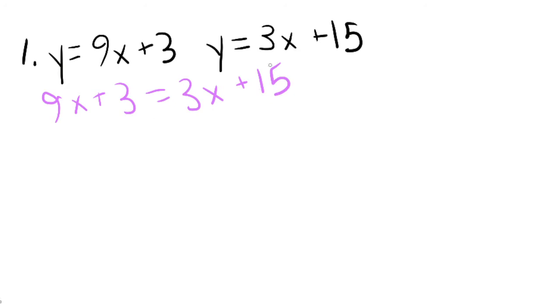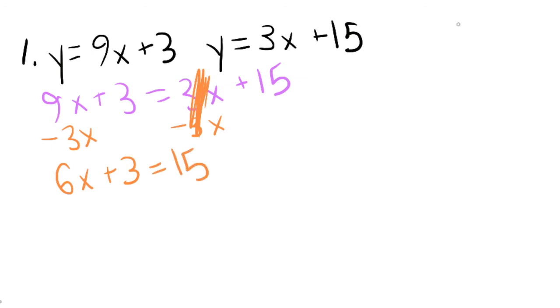Now, they are equal, but that doesn't mean that we're done. We have to actually go through and solve this equation. And to start by doing that, we're going to get the variables on one side. To get the variables on one side, I'm just going to subtract 3x from both sides so that this cancels out, but this doesn't. This will leave us with 6x plus 3 equals 15.